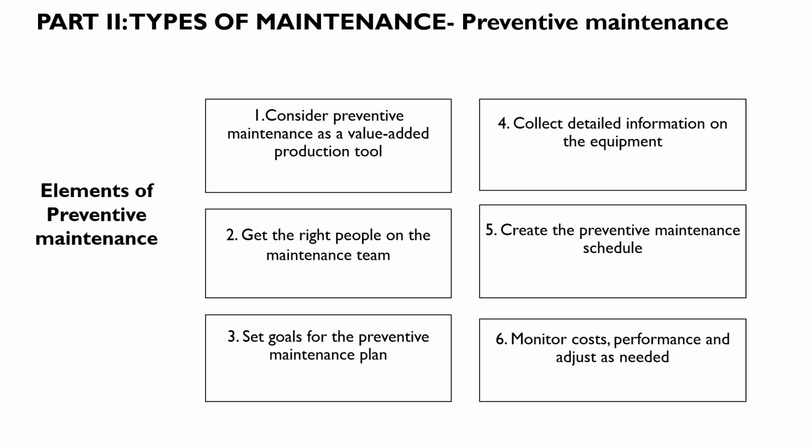3. Set goals for the preventive maintenance plan. Every company is unique in terms of its operation, resources, and industry. When setting specific goals, these factors should be kept in mind since the scope of the preventive maintenance plan is largely dependent upon the size and structure of the company.